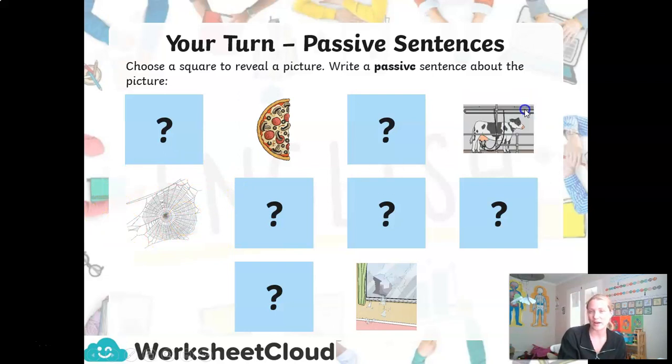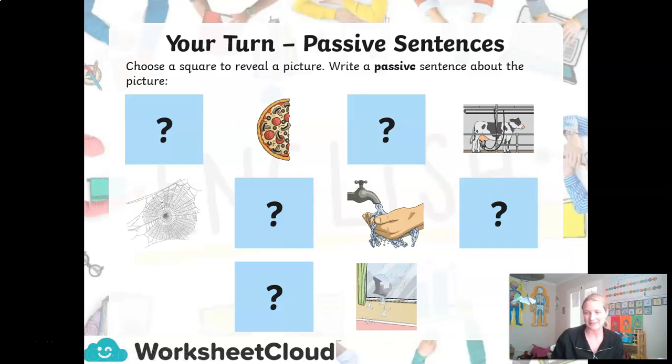Let's go for this corner. Oh, it's a cow being milked. What can you write as a passive sentence there? And let's go for one more in the center this time. Okay, someone washing their hands. Okay, so give those a go in your own time in your own books.